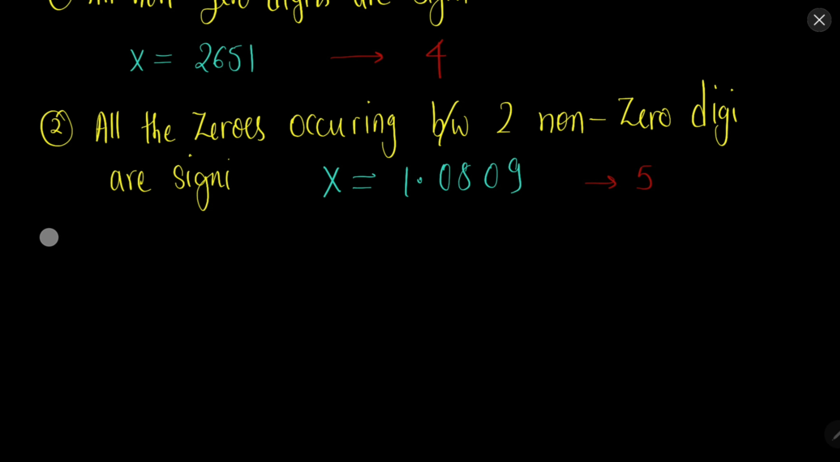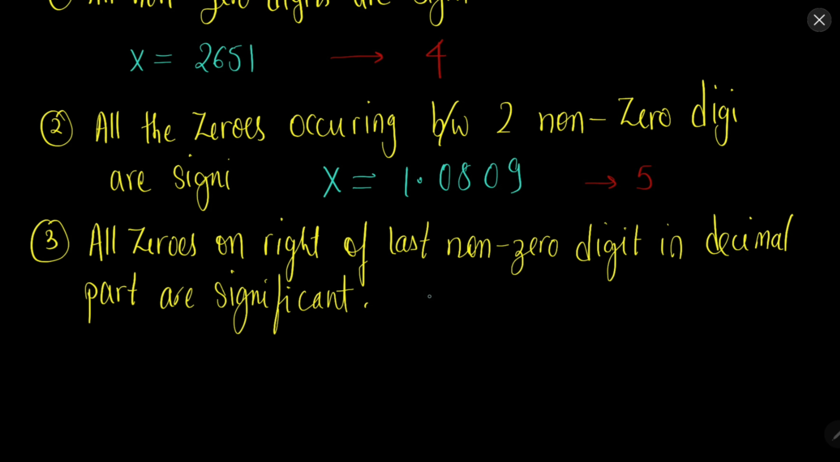Now the third rule is: all zeros on the right of the last non-zero digit in the decimal part are significant. For example, let's say x is 0.0080. Here we have two significant digits. How? These two are significant, so we have two significant digits. The zeros coming before will not be considered significant.